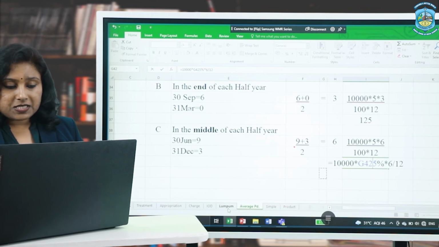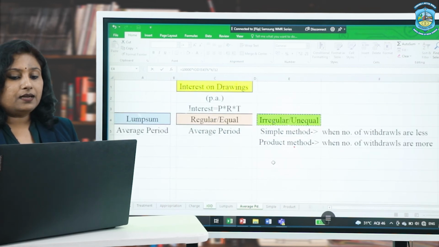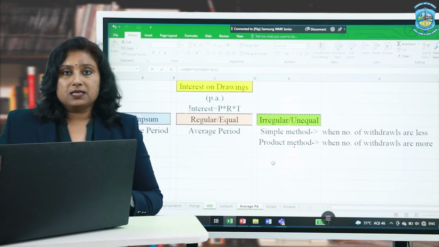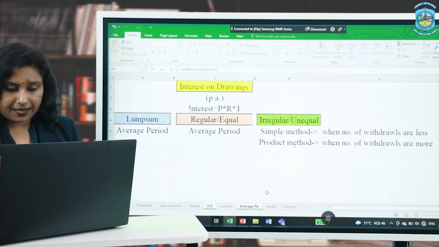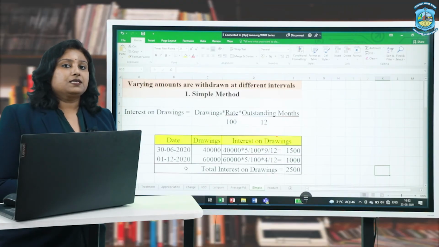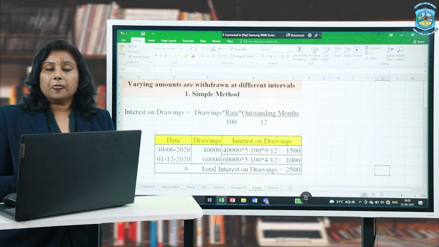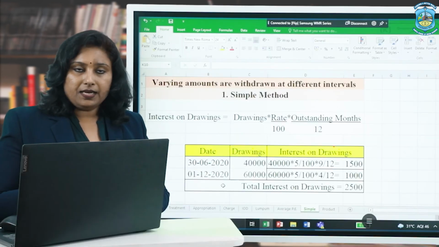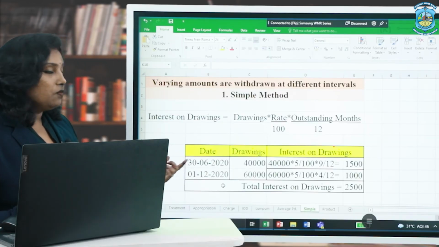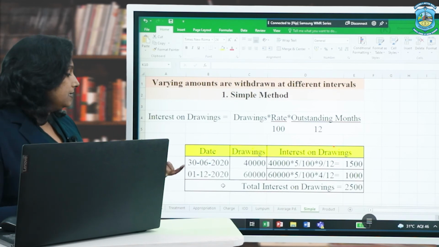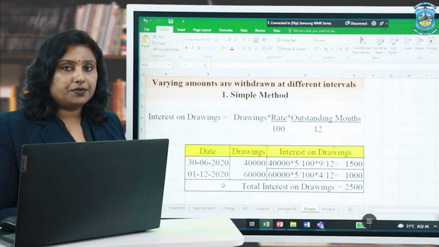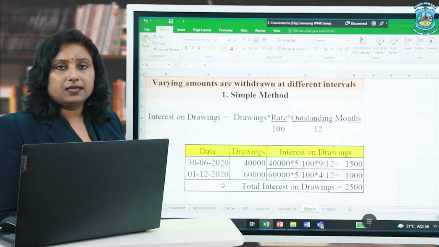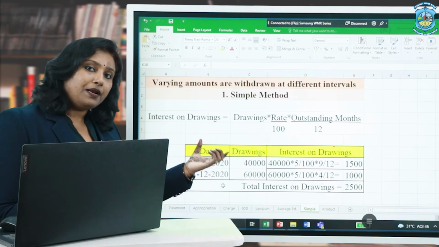But if we go for the next method, that is, if we go for irregular amounts and at irregular time intervals, then we follow two methods. So let's quickly see how the simple method is applied. Well, my dear students, the simple method is adopted when the number of withdrawals is lesser, but the amounts are different and the time period between the two withdrawals is unequal. As we can see in the example, the first withdrawal was done on 30th of June, whereas the next withdrawal was done on 1st of December. The time period between the two withdrawals is different and just 2 withdrawals were done in a year. So we can calculate the interest separately on each withdrawal.